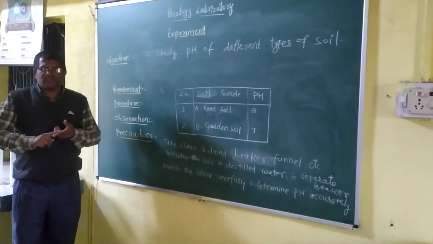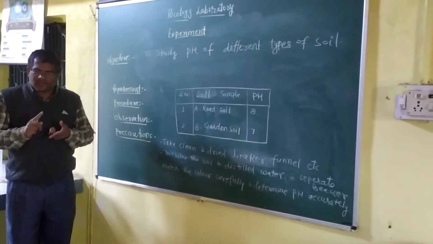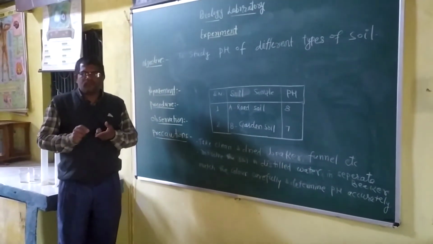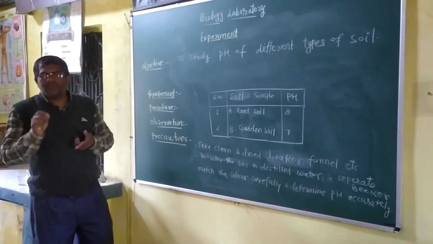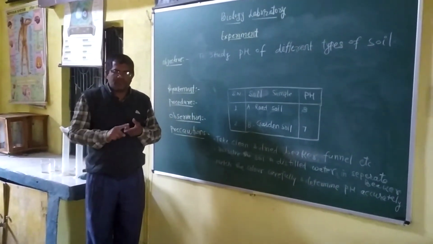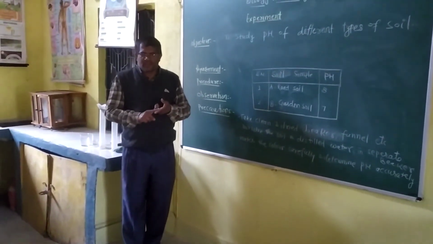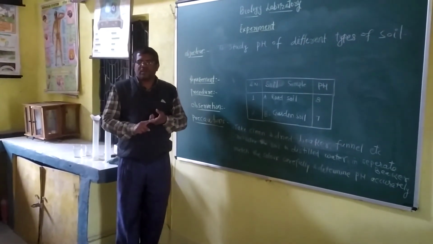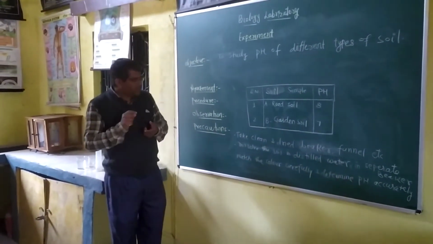Then we have filtered the solution using filter paper, and then we have poured the pH paper in the respective solution. One pH paper is kept in the soil solution of garden soil, and the other pH paper is kept in the soil solution of the road soil.